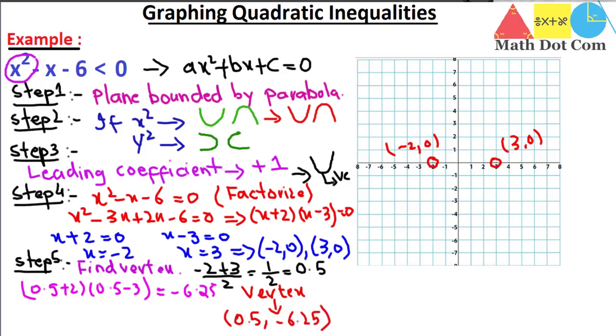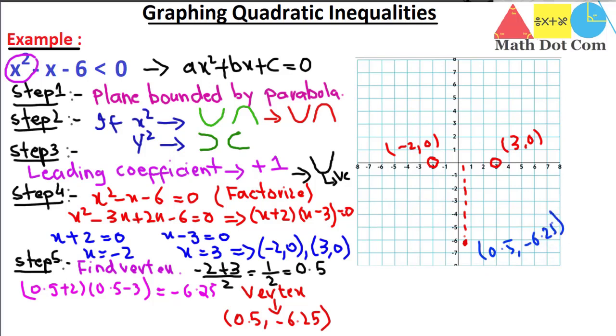So let's plot the vertex on the graph so we can have a clear idea. So 0.5 is the x value, that is plus 0.5, so we have to look at the right side of the graph. So plus 0.5 and −6.25. It will be a point from here to −6, a point somewhere here. This will be the vertex of the parabola. So I'll write here (0.5, −6.25). This will be the vertex.